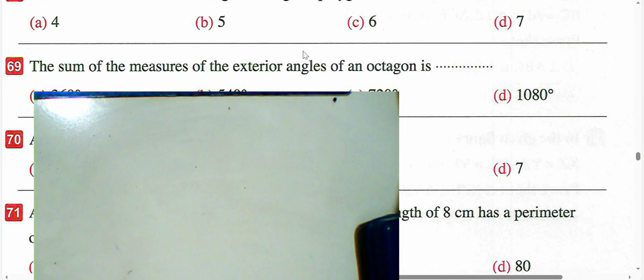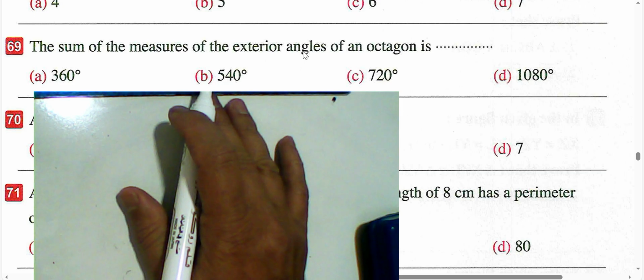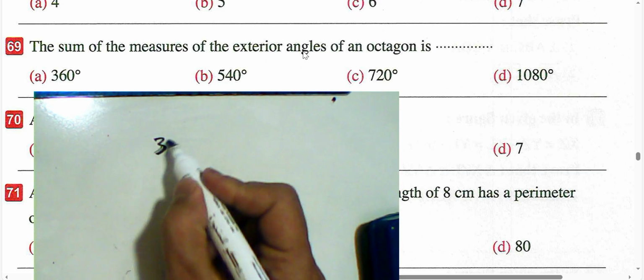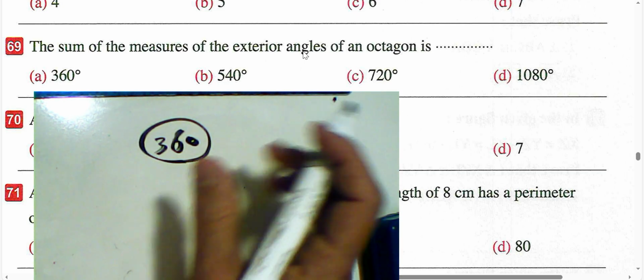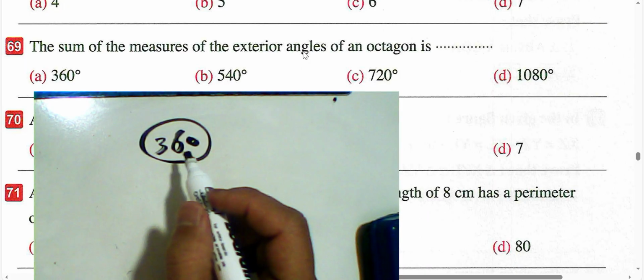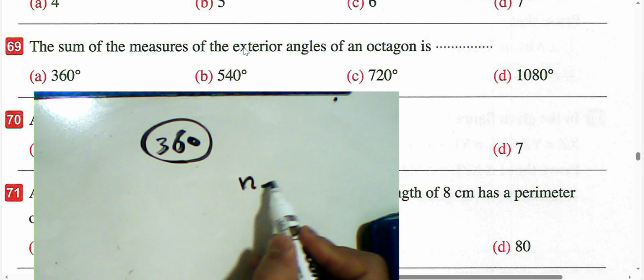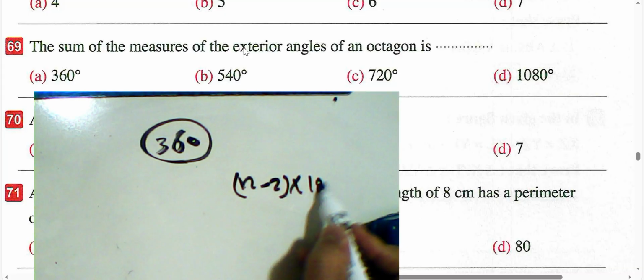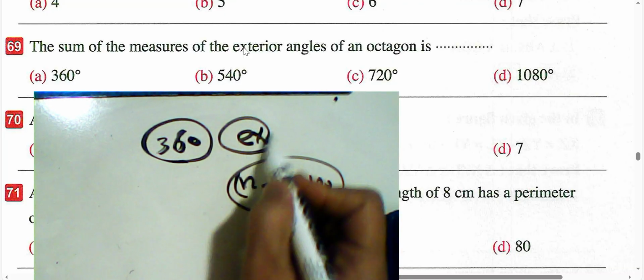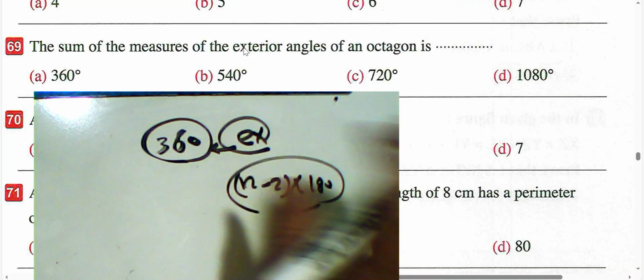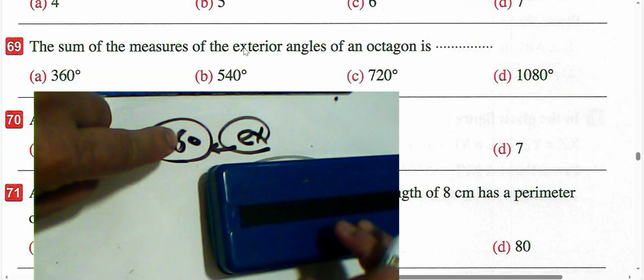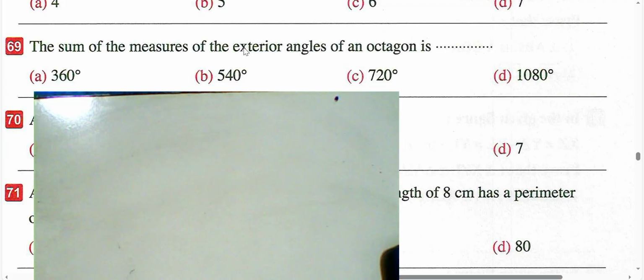Next question, number 69. Sum of measures of exterior angles in an octagon equals 360. In any polygon, the sum of exterior angles, pay attention to this question, the sum of interior angles follows the rule (n minus 2) times 180, but the exterior angles will be 360 in any polygon. Okay, any polygon 360. Then the answer will be 360 here.